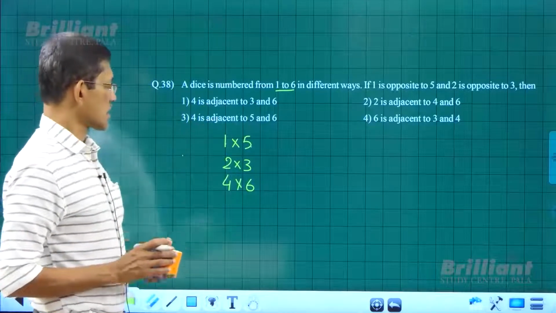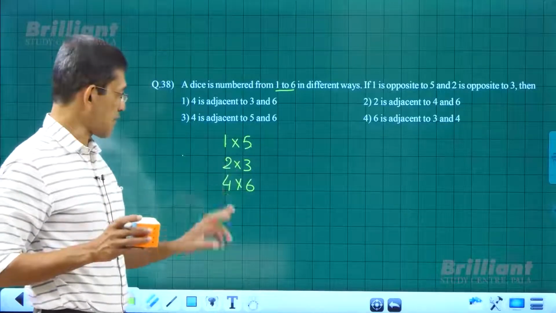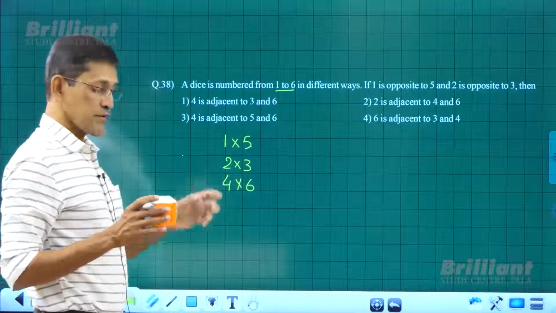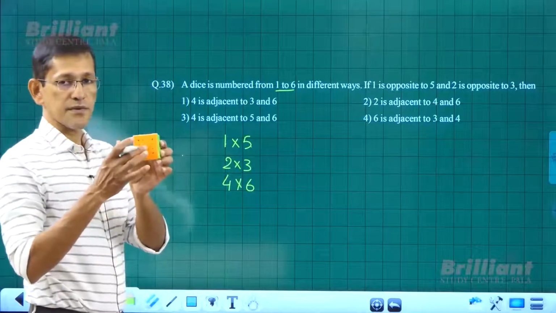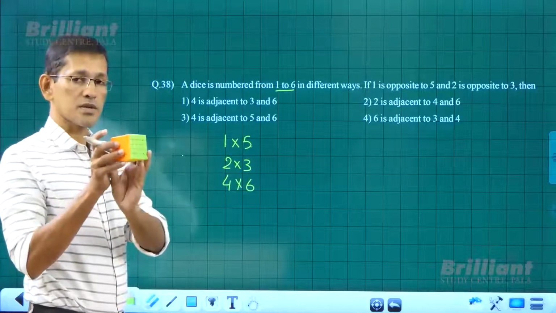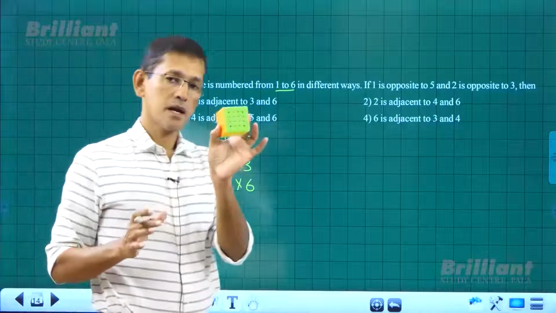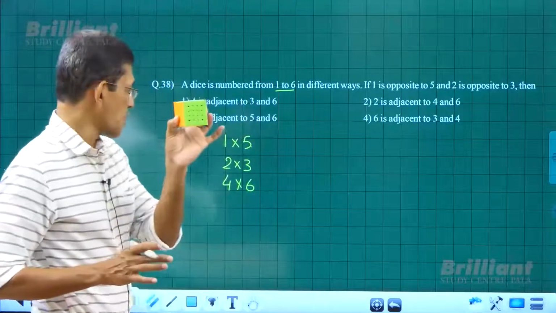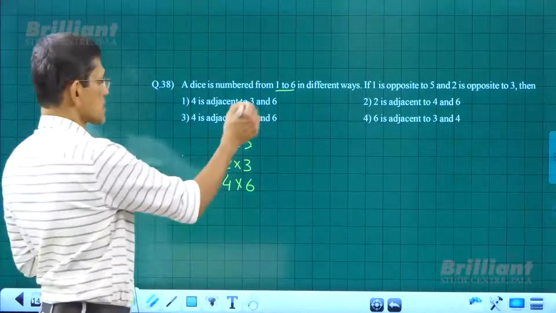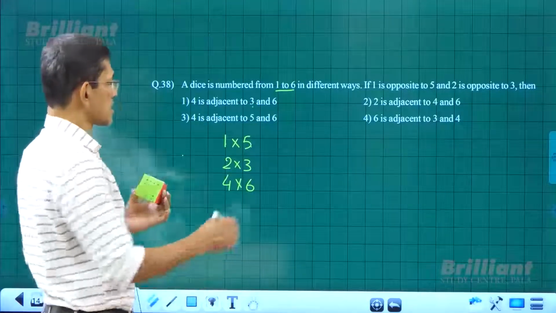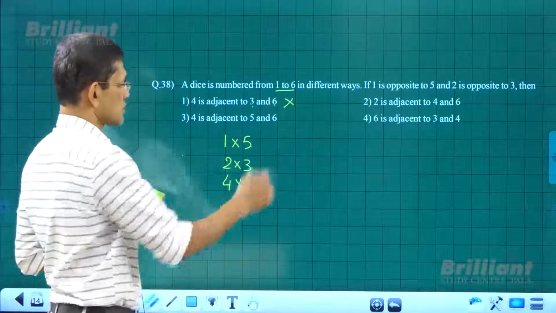4 is adjacent to 3 and 6. Well, what we have here is 1 is opposite to 5, 2 is opposite to 3, 4 is opposite to 6. Let's say if 4 is here in the front, then 6 must be at the back. So 4 and 6 this way. Orange is here, so 4 and 6. If they are opposite, how come this 4 is adjacent to 6? 4 is adjacent to 3, that part is going to be fine, but how come this 4 is adjacent to 6? Not possible. So this one doesn't work.